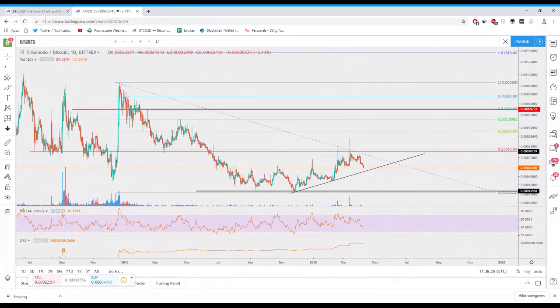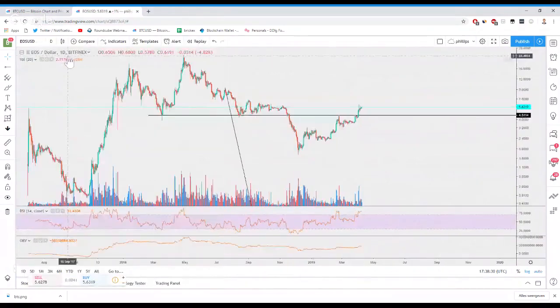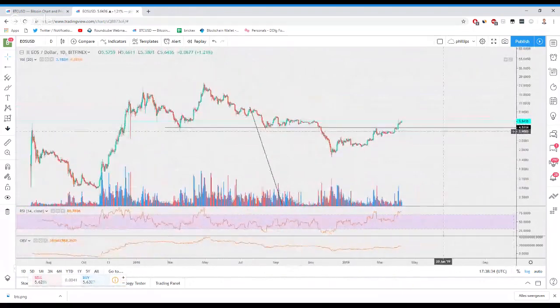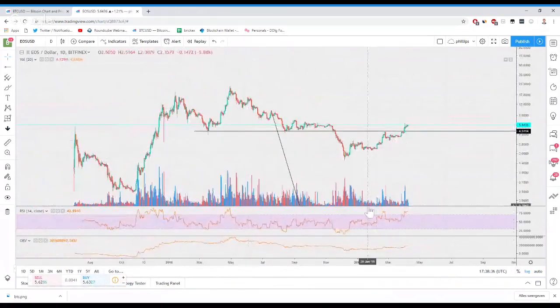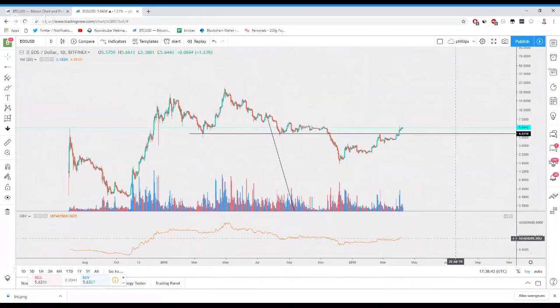Now something I'm actually pretty excited about, which is EOS. I like to chart EOS against USD. And what we can see happening here is the following. Let's just open up the unbalanced volume. Don't think we need the RSI for this. There we go. So it's very simple.